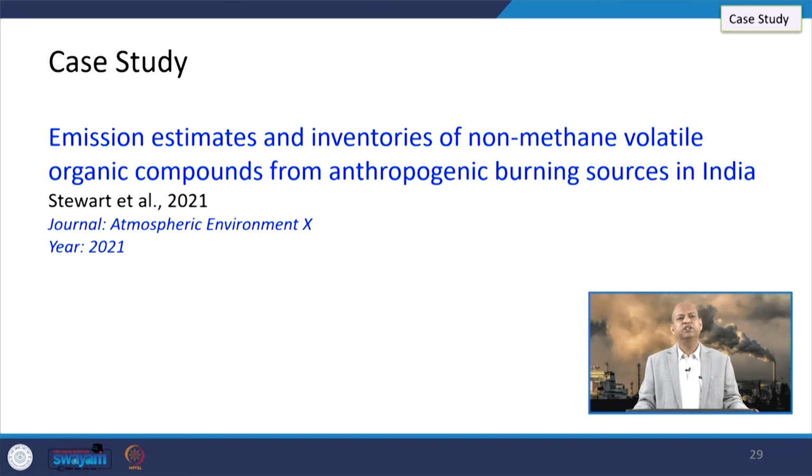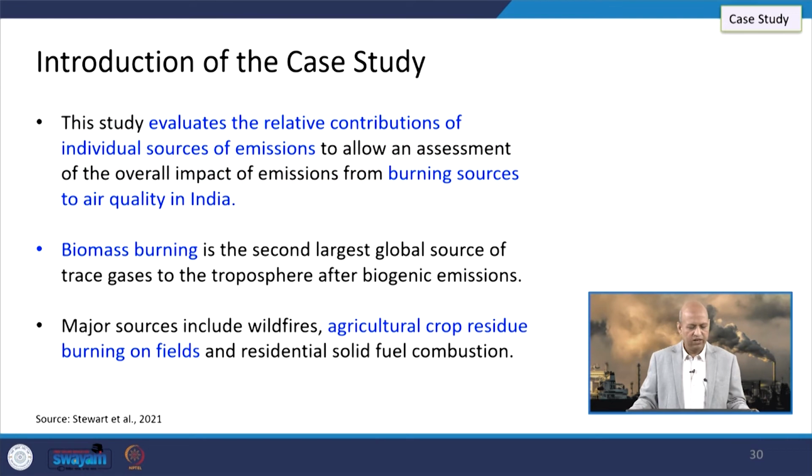Now, we go for a case study on how emission estimates and inventories of non-methane volatile organic compounds from anthropogenic burning sources in India have been developed. This is the latest study, which has been completed as an Indo-UK collaboration program. A brief introduction about the case study is that this study evaluates the relative contribution of individual sources of emissions to allow an assessment of the overall impact of emissions from burning sources on air quality in India.